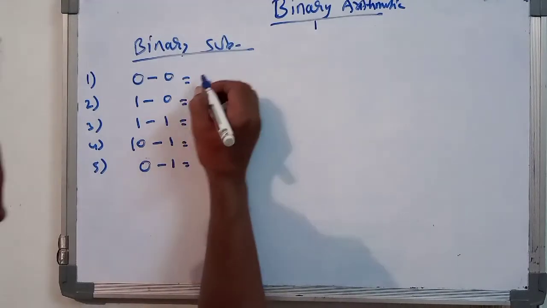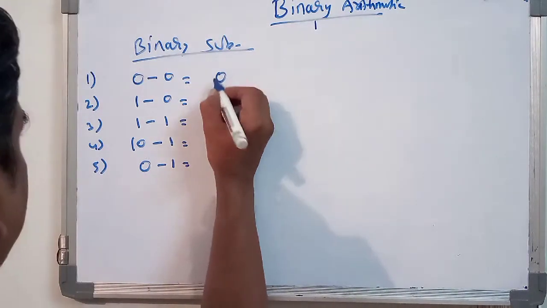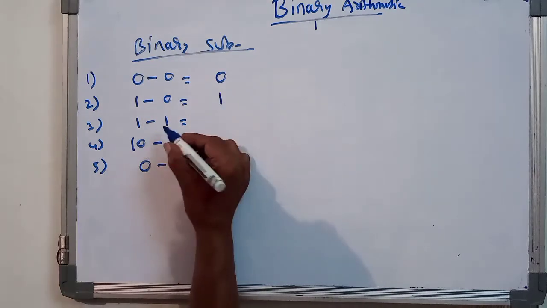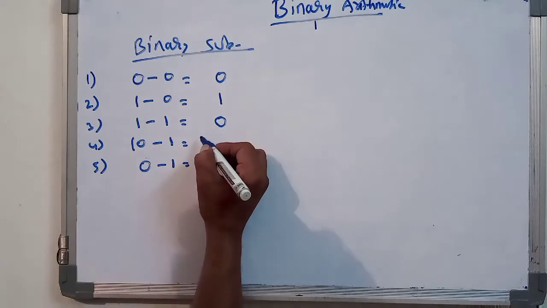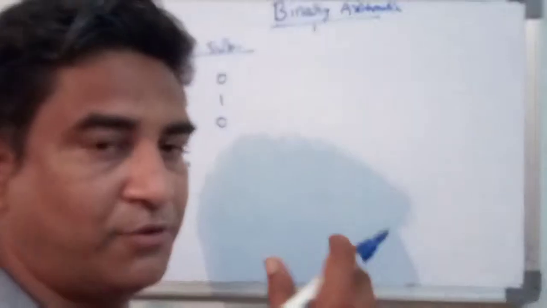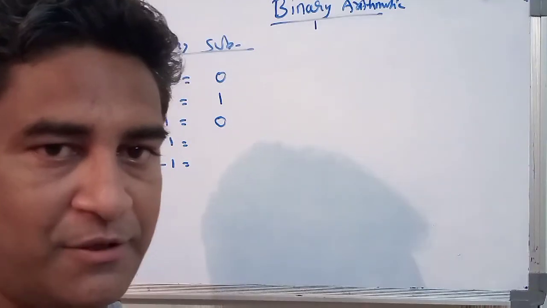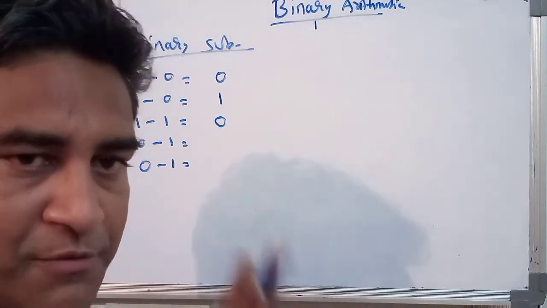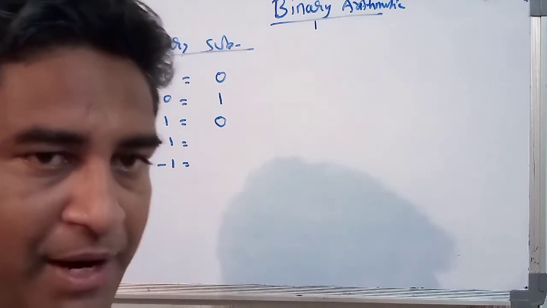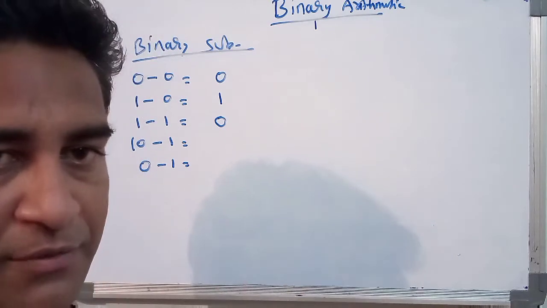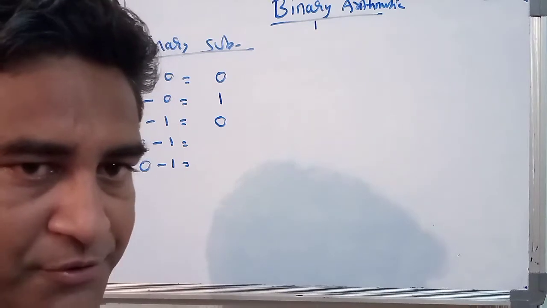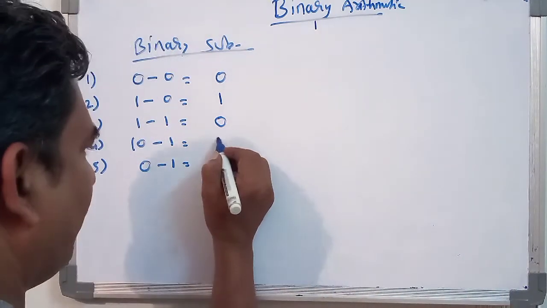These answers you have to keep in your mind. So here 0 minus 0, you know that it is 0. 1 minus 0, you will get the answer as 1. 1 minus 1, you will get the answer as 0. 10 minus 1 is nothing but 2 minus 1 in decimal, but in this particular formation, 10 minus 1 means 2 minus 1, and you will get the answer as 1. That has to be considered in the subtraction also. So you may write down here 1.